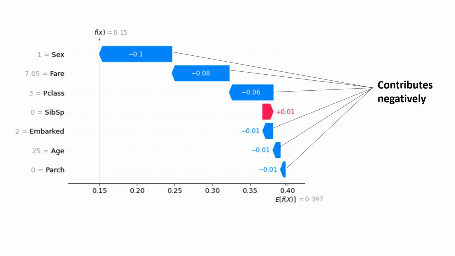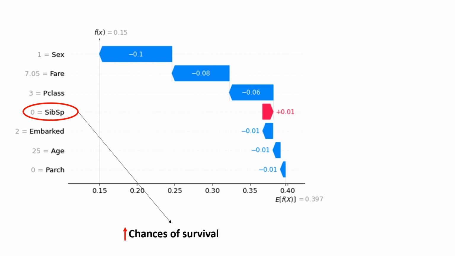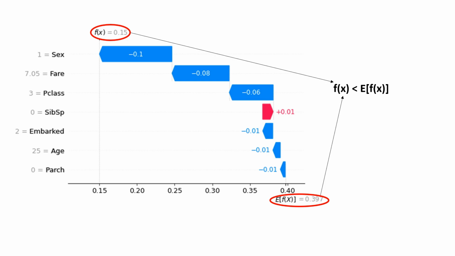All the features marked in blue have contributed negatively for the passenger. For example, the feature sex is represented as 1, which is male, and it has decreased the chances of survival for the passenger. The feature in pink has contributed positively to the passenger. SibSp means having siblings or spouses. Since the passenger had none, it increased his chances of survival. But unfortunately, the predicted value is less than the base value, which is why the passenger did not survive. This is how a prediction for complex black box models can be explained.